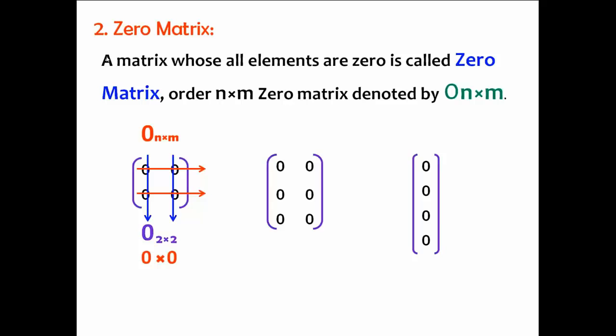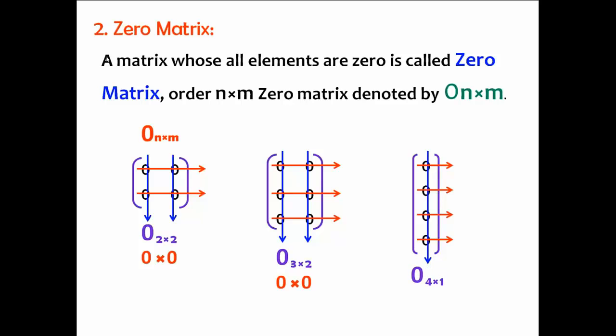Let's take the second matrix. We have here 3 rows and 2 columns. It's a 0 sub 3 by 2 matrix. The last one, 4 rows, 1 column. It's a 0 sub 4 by 1 matrix.